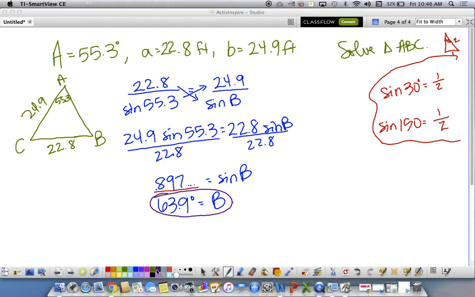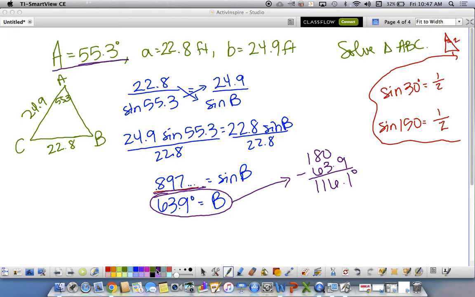Okay? So here we go. I'm going to say, what is 180 minus 63.9 degrees? When we subtract that, we're going to get 116.1 degrees. Now, if you plugged in sine of 116.1, you would get this exact same decimal. Okay? That's why we're checking. But now we need to see, could angle B really be 116.1 degrees? We're going to have to check.